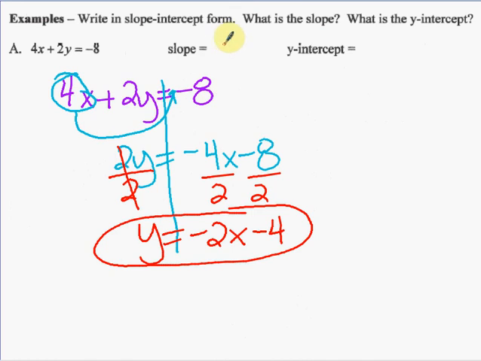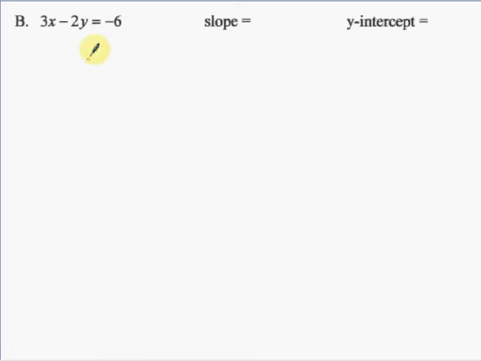So we answer our two questions up here. What's the slope? Well, that's the number in front of the x, negative 2. And what's the y-intercept? That's the other number, negative 4. We cannot get that information from the equation in standard form right here. We have to put it in slope-intercept form before we can get the slope and the y-intercept. Let's go ahead and do another problem here. Write it down again.